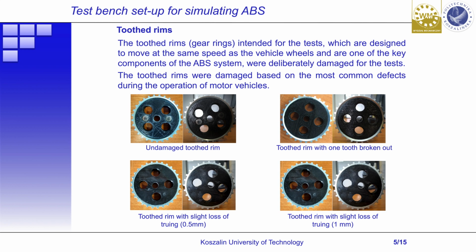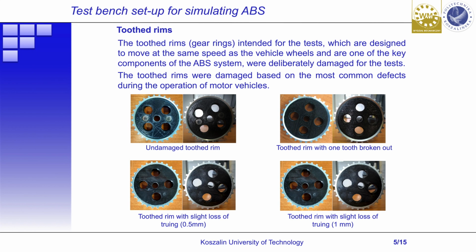The toothed rims, gear rings, intended for the tests, which are designed to move at the same speed as the vehicle wheels and are one of the key components of the ABS system, were deliberately damaged for the tests. The toothed rims were damaged based on the most common defects during the operation of motor vehicles. Here is an example of an undamaged toothed rim and damaged rims.